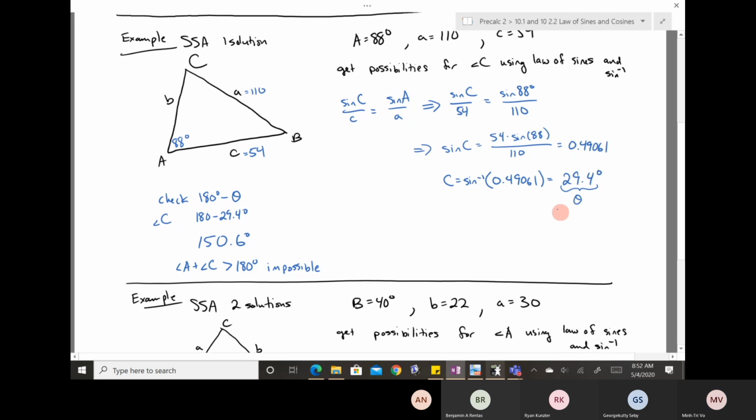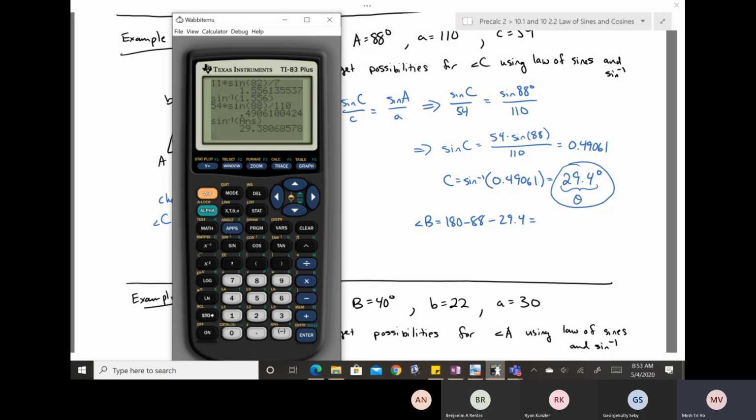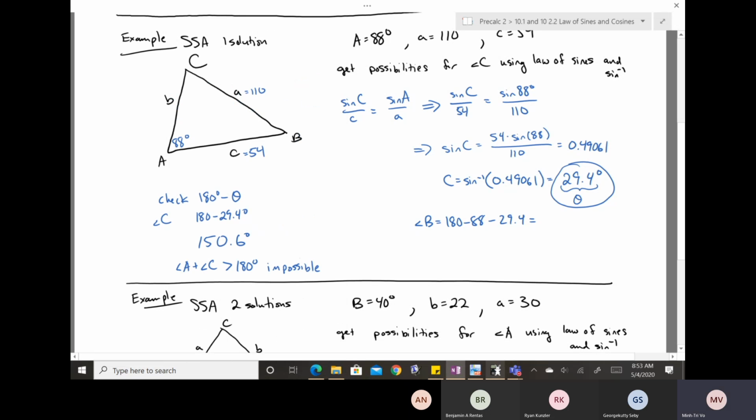Okay, so we know angle C, right? So this is angle C, and then now we know 2 angles, right? So A and C. So angle B is just 180 minus 88 minus 29.4. So what is that? So 62.6. So that's angle B.